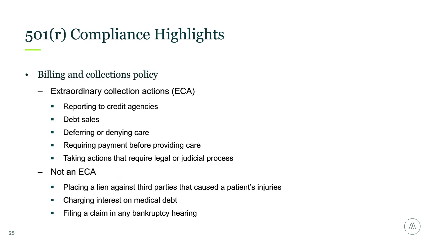So the billing and collection policy mainly relates to extraordinary collection actions, or ECAs as we call them. This is a list of what the IRS considers to be ECAs, and then there are a couple that are excluded from being considered an ECA. One of the ones I will just point out is placing a lien against third parties that caused the patient's injuries. So generally, if there's an auto accident, then you can place that lien if needed.